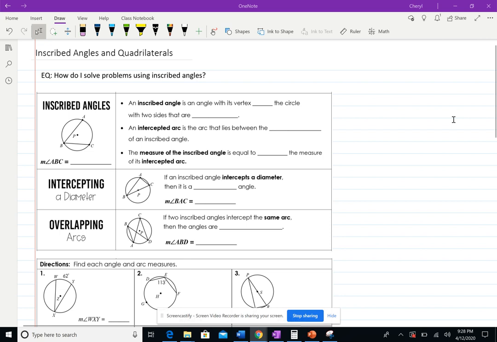Alright, everybody, we are moving on in our circles unit and starting inscribed angles and quadrilaterals. So how do I solve problems using inscribed angles? Well, let's start with what inscribed angles are. An inscribed angle is an angle with its vertex on the circle with two sides that are chords.